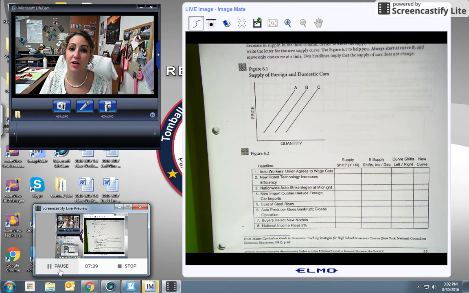Okay, so the next page is looking at supply. This worksheet's a little different just because you're starting at curve B every single time. If you're increasing supply, you're going to curve C because that's to the right. And if you are decreasing supply, it's going to be A. And then the next question starts off once again at B. So that's how it's a little bit different. Okay, so there are 8 scenarios or 8 headlines, and you're going to write yes or no for the supply shift, increase or decrease, left or right, and then the new curve.